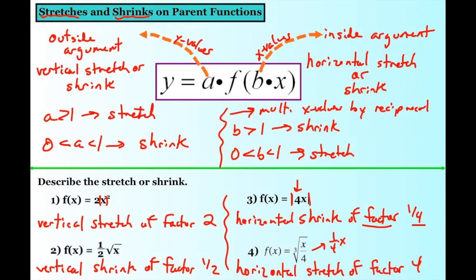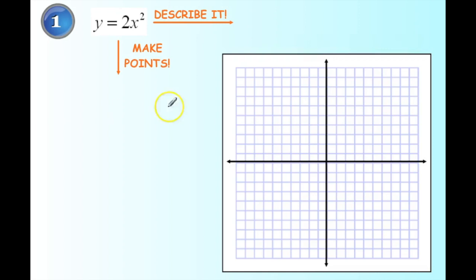Now let's actually try to graph some stretches and shrinks. So here we go. We've got a simple quadratic or squaring function. Again, first ask yourself, is it a horizontal change or a vertical change? Meaning, is my factor in the argument or out? I see a quadratic. It doesn't look like there's any changes inside the argument, so that's definitely vertical. So that'd be a vertical stretch, because my a value is bigger than 1, of factor 2.